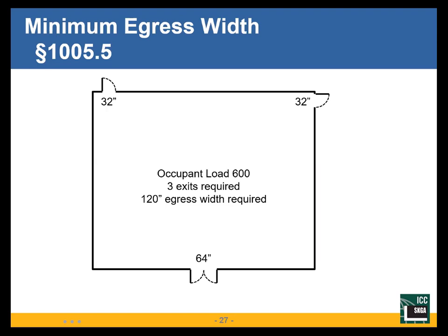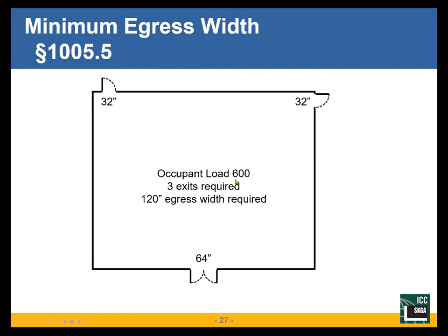So here's my building. I've got an occupant load of 600 in the building. When I cross 500 occupants, I need 3 exits. So I've got 3 exits. This 1, 2, 3 is one exit. It has 2 doors in it, but it's one exit. It may have 4 doors in it. And then the question is, how far apart are they? We'll talk about that in a minute. But I've got 3 exits there.